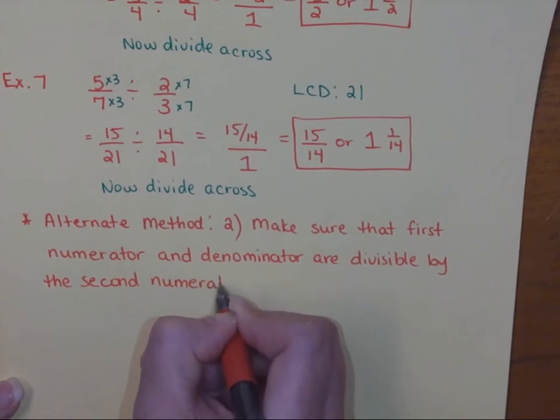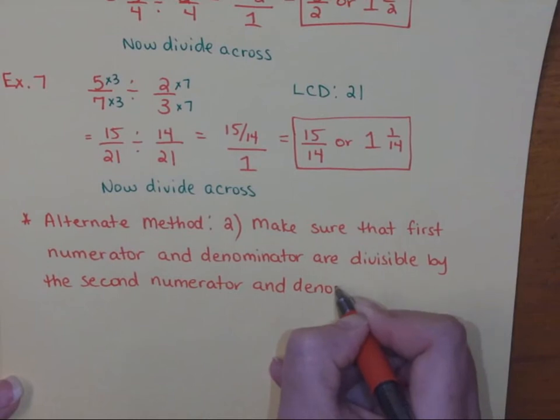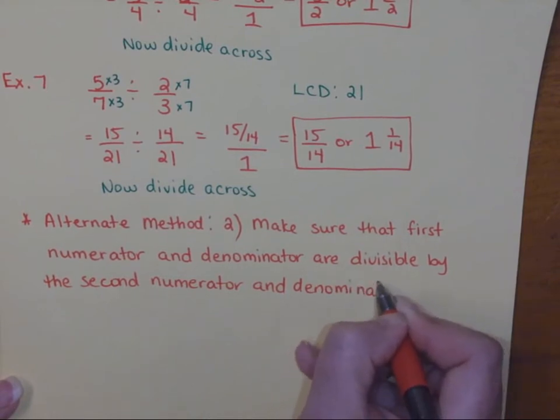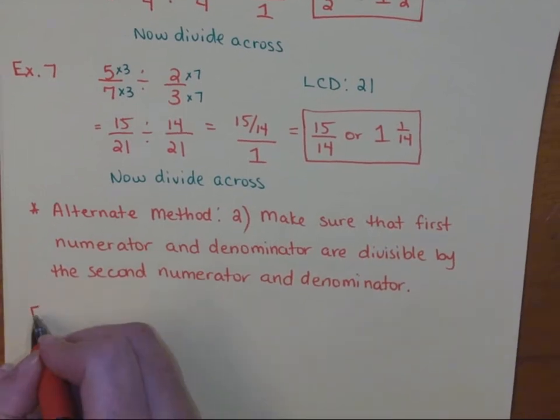In other words, as long as you can divide straight across the top and the bottom nicely without getting decimals and stuff, then this method actually works great. So let's look at a quick example of that.